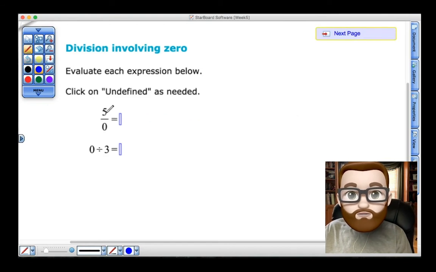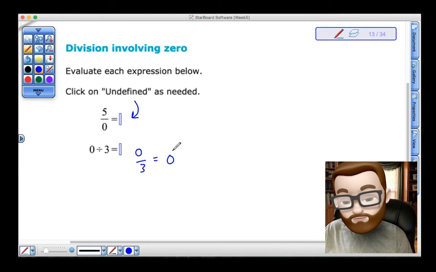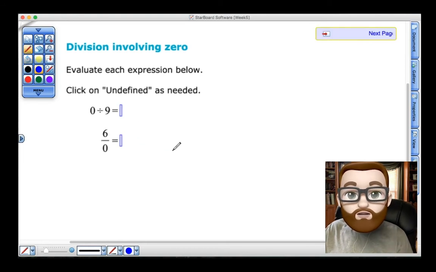I have another example, 5 divided by 0. Again, let's think of it in terms of pizza. Can you eat 5 slices of pizza if there are 0 to start out with? No, that's going to be our undefined. Can you eat 0 out of the 3 slices of pizza that are sitting there? Yes, you can, and you'd be eating 0. So let me have you try one on your own. Why don't you try that now?